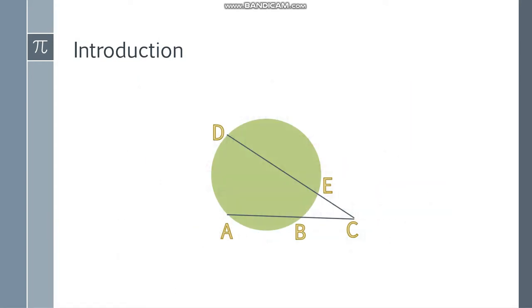So let's start with having the figure first. We need two secants. So we have secant BC and another secant, secant AC. Now, you may have noticed that they intersect at the point and they form an exterior angle.